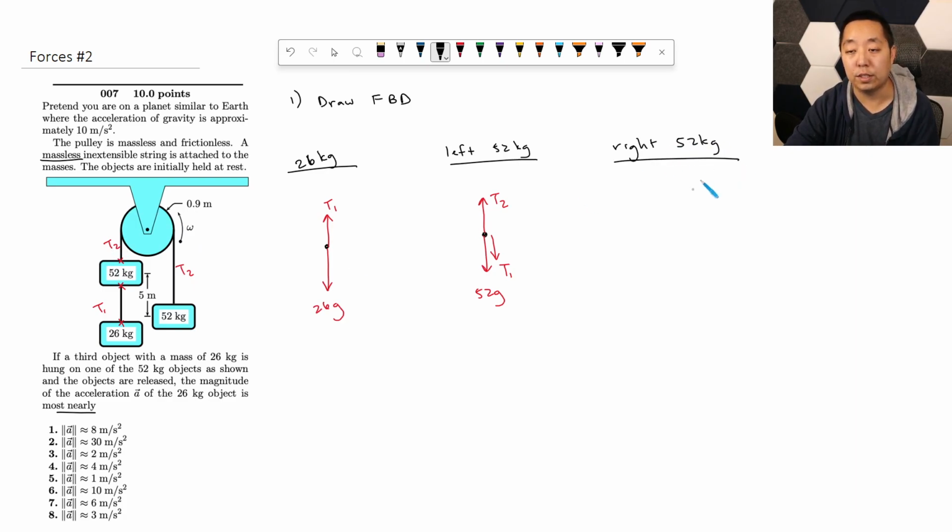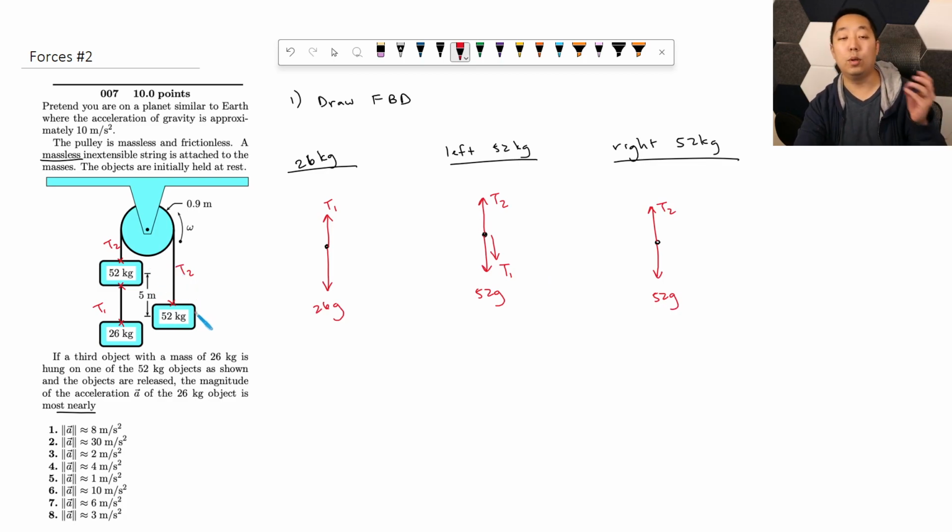Okay, the right 52 kilogram block. Now, this one has gravity. Mass is 52, so it's 52g acting downwards. And then it has T2 touching it, which pulls in the direction of the rope. Ropes can only pull in that direction.